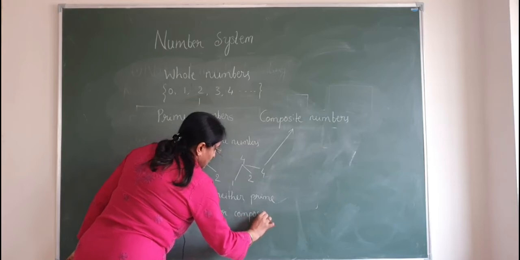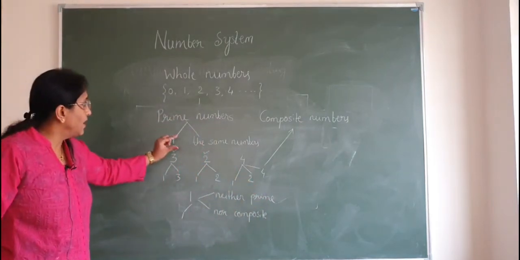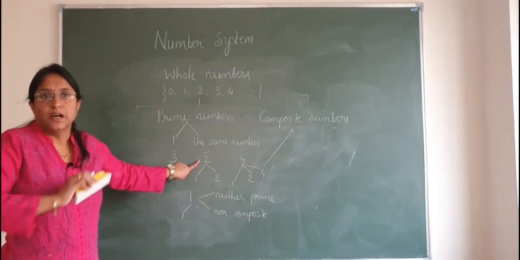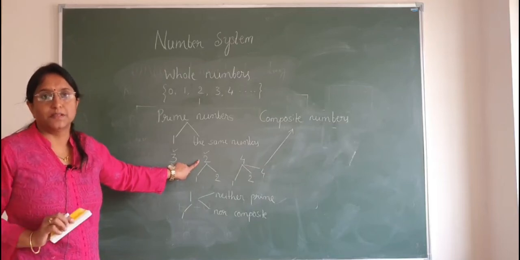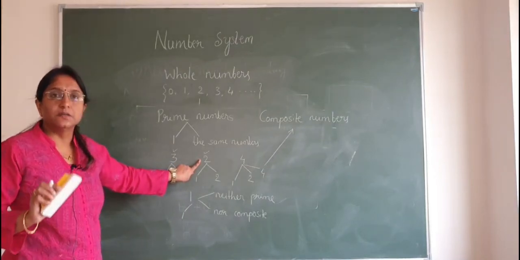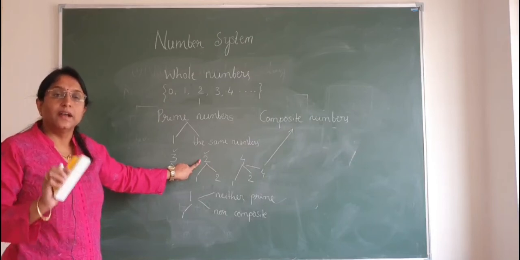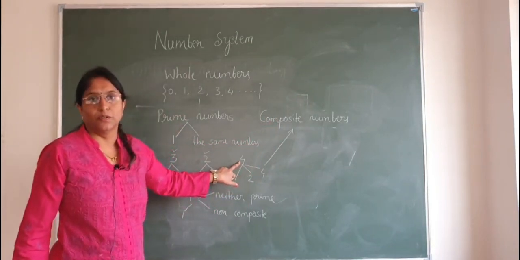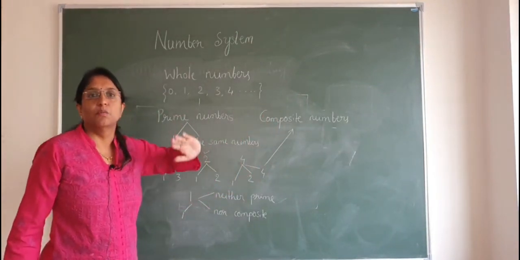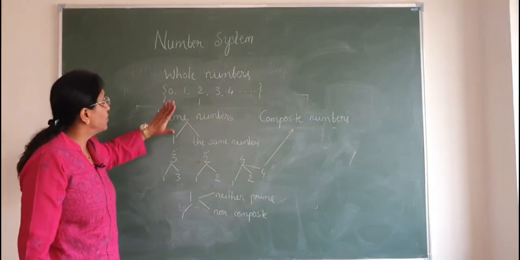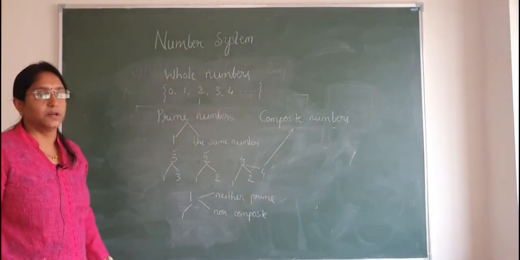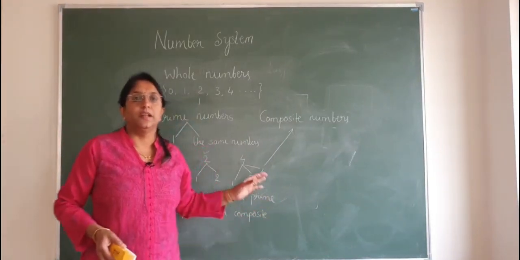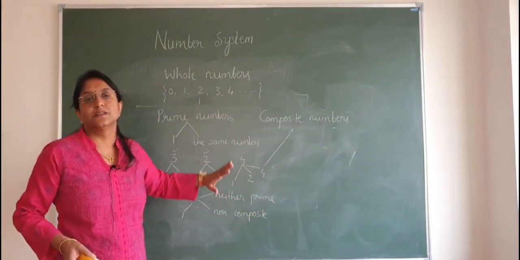Remember this. Now the smallest prime number is 2 and it is the only even prime number. All the remaining ones are odd prime numbers. So this is an important question. The smallest prime number is 2 and it is the only even prime, and the smallest composite number is 4. Composite numbers are those which have more than 2 factors. So this is about prime numbers and composite numbers. This is the basics of the number system. In the next videos we'll study these numbers in detail.